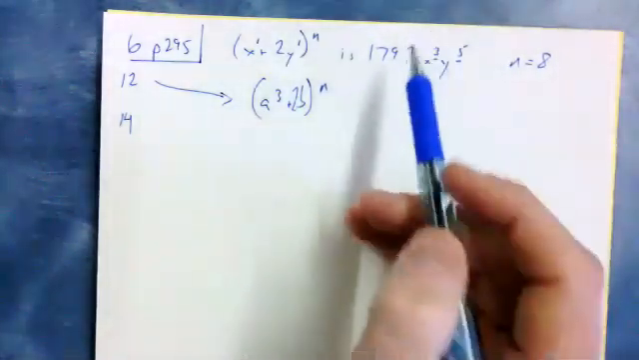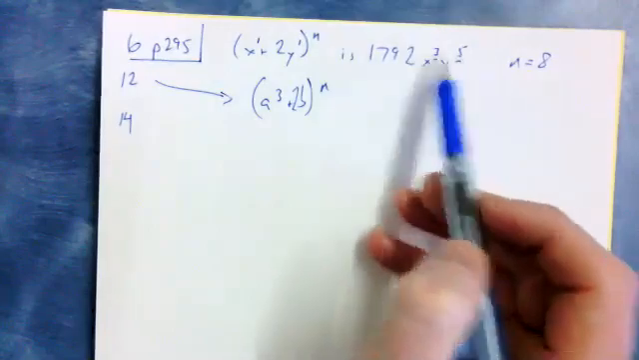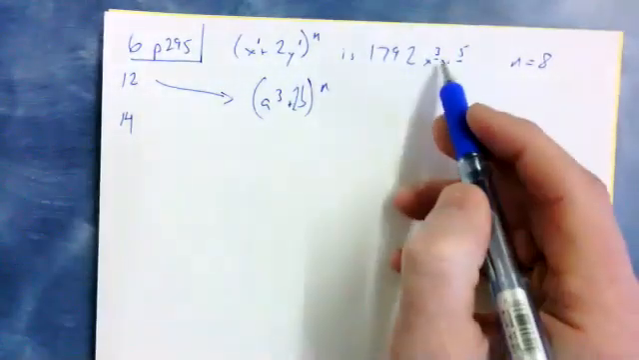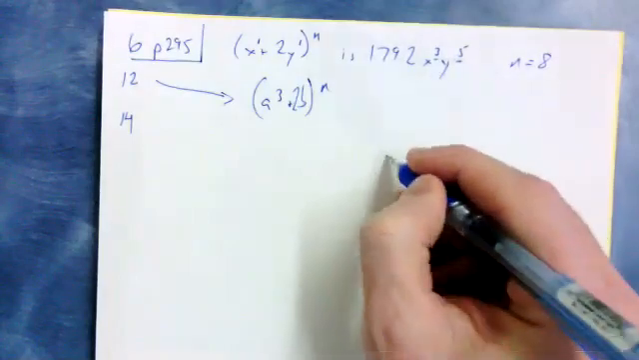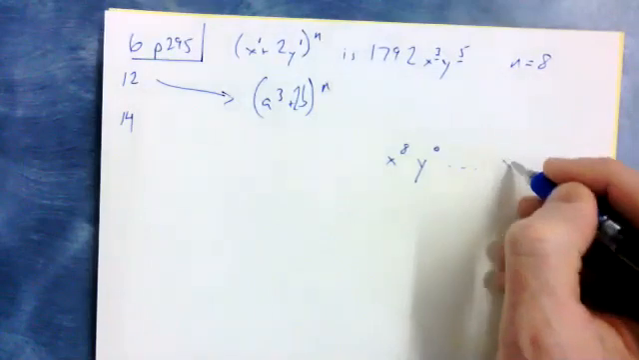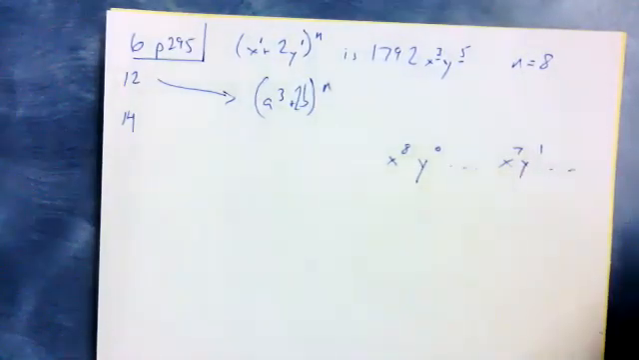If you're stuck, I'll help you. But that makes sense, right? Do you remember how that works? That pattern that it goes, the first one will be like, so this is to the 8, so the first one will be x to the 8, y to the 0, and then the next one will be x to the 7, y to the 1, etc.